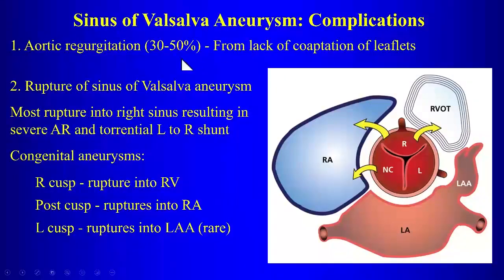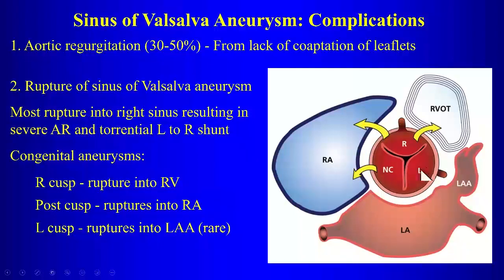So with these, we talked about aortic regurgitation as a complication, but rupture can also occur. Most rupture and it will result in aortic regurgitation and left to right shunt. But since a lot of these come off the right cusp, they rupture into the right ventricle, and the posterior or non-coronary cusp tends to rupture into the right atrium. So rupture into the right-sided chambers is most common with these sinus of Valsalva aneurysms just because of their location. So the posterior and the right cusps will rupture into the right-sided chambers.